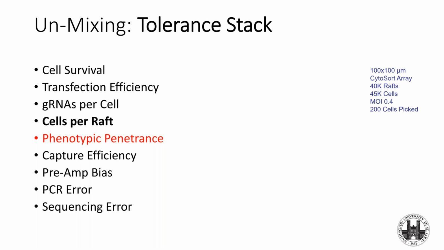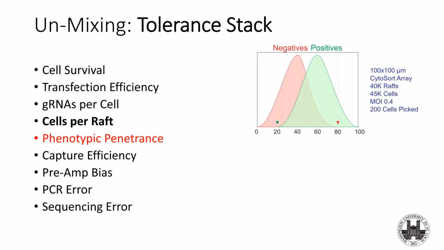So here's a quick look at how those errors kind of pile up and create a tolerance stack. So with a 100 by 100 CytoSort array that has 40,000 Rafts, we seed about 45,000 cells. If we use an MOI of 0.4 and then pick 200 cells that we all think have the highest phenotype. In this case, this is our phenotypic overlap.